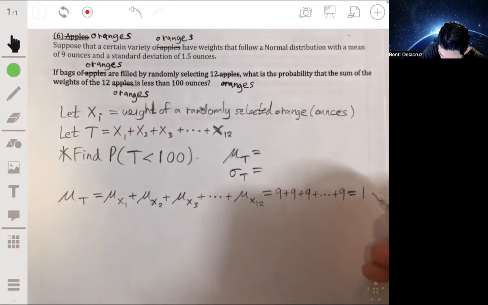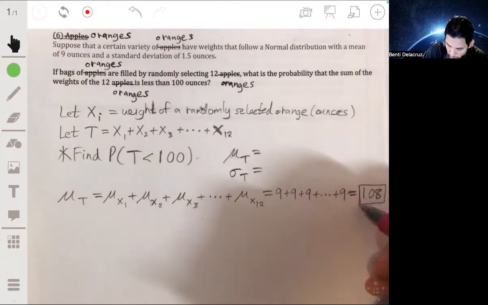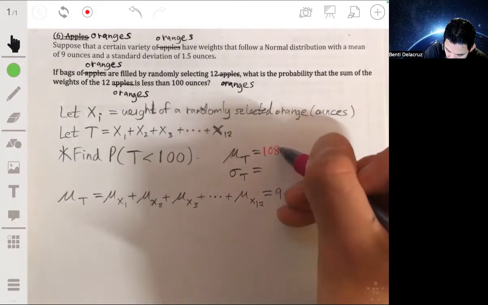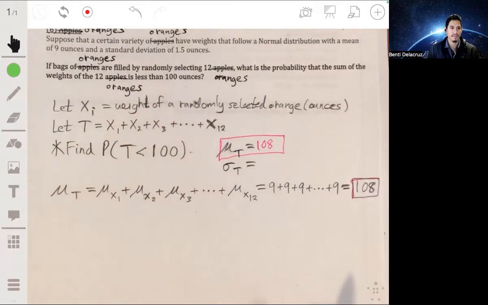12 times 9 will be 108. So the mean of t is going to be 108. We got that down. Now we need to find the standard deviation of t.